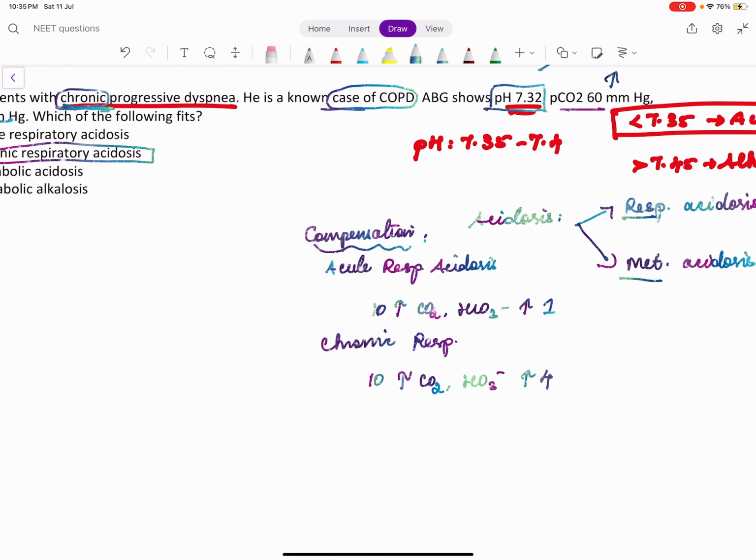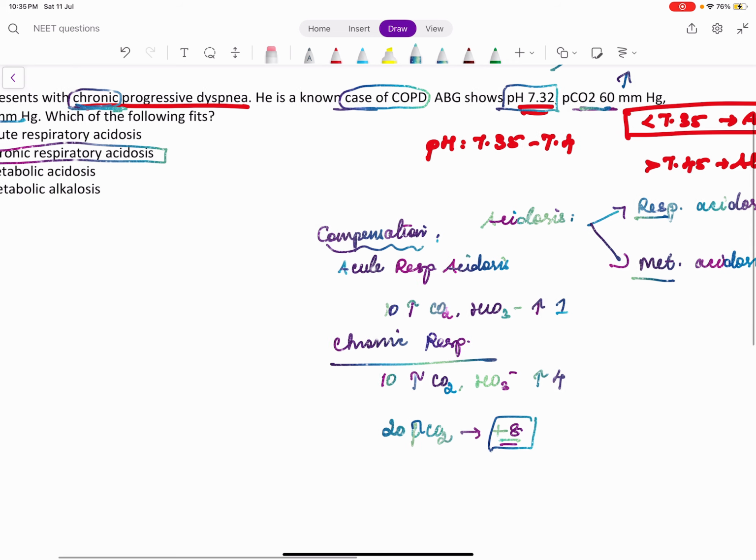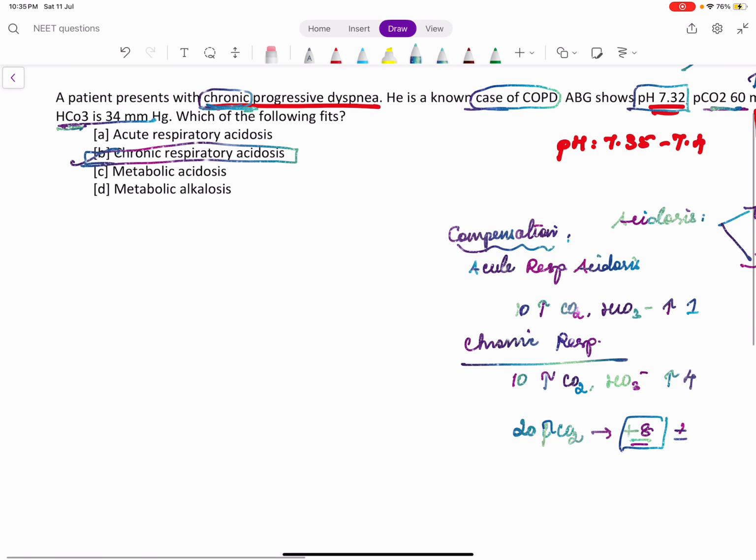So our value is 60, which is around 20 millimeters above the normal range of PCO2. So when there is a 20 rise in PCO2, in chronic respiratory acidosis, the expected bicarbonate should rise by 8, plus or minus 2. The normal average bicarb is 22 to 26. We will take 24 as the normal value. So 24 plus 8 will be 32, is the expected bicarbonate, plus or minus 2. In our case it is 34. So the compensation formula also fits.